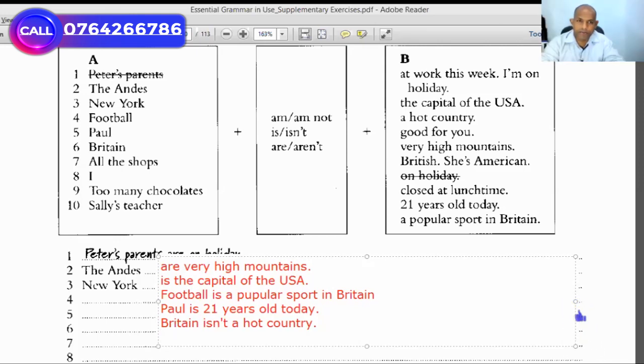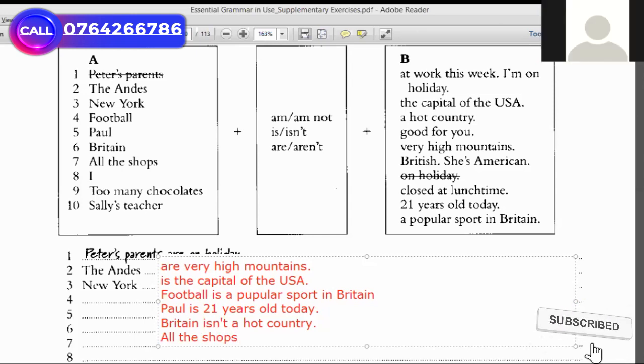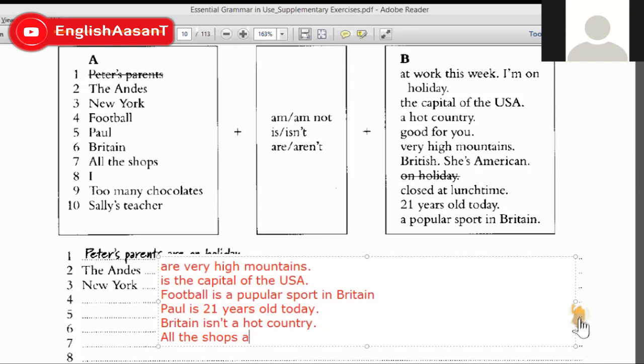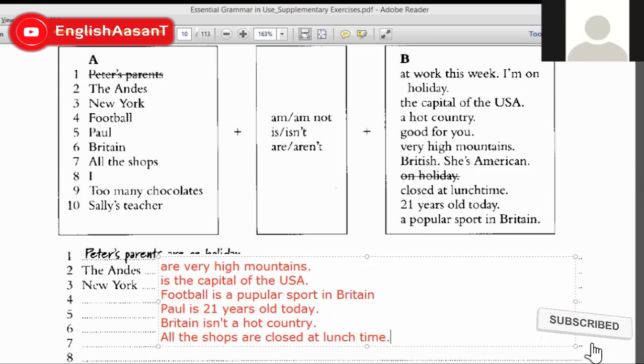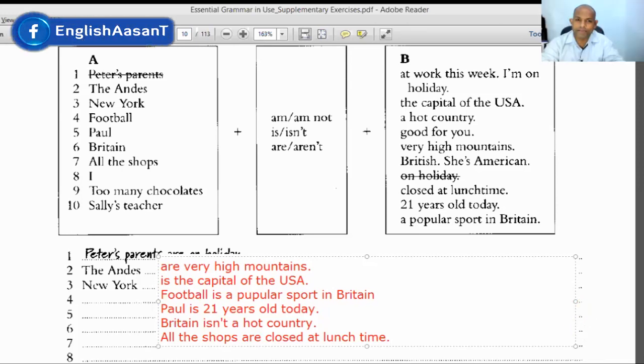All the shops are closed at lunchtime. Are closed or aren't closed? Why is that? I think are closed. Shops, I think closed. Restaurants, they aren't closed. Okay, how about the next one?